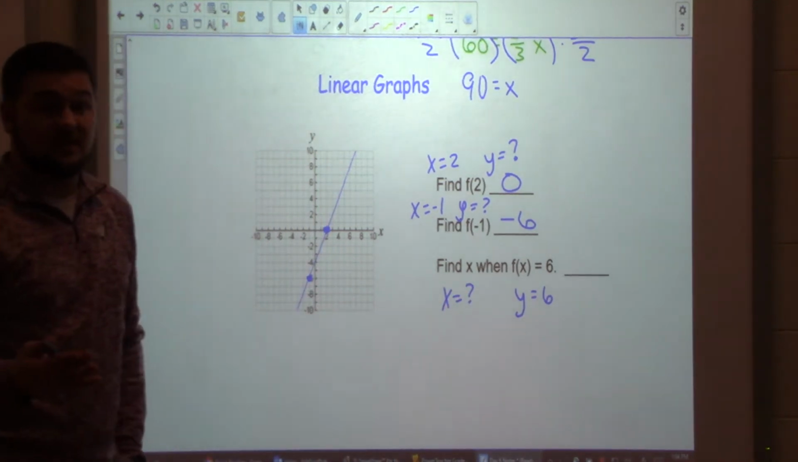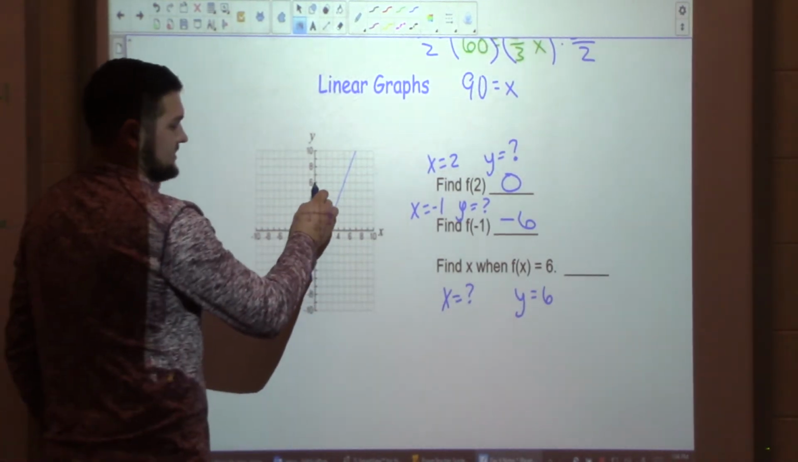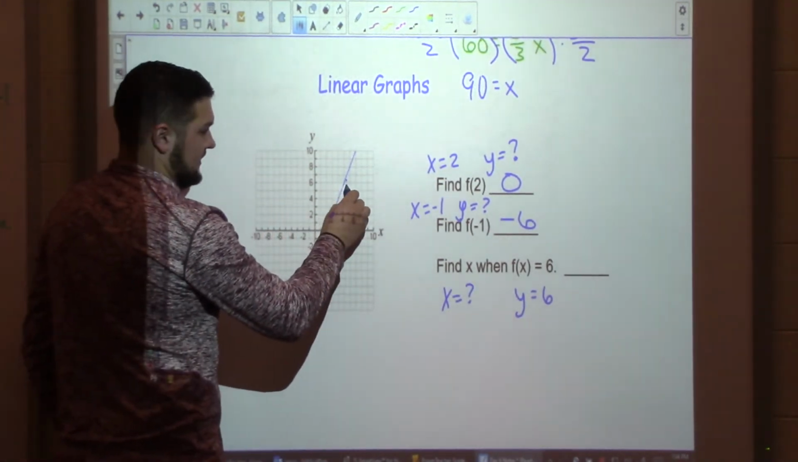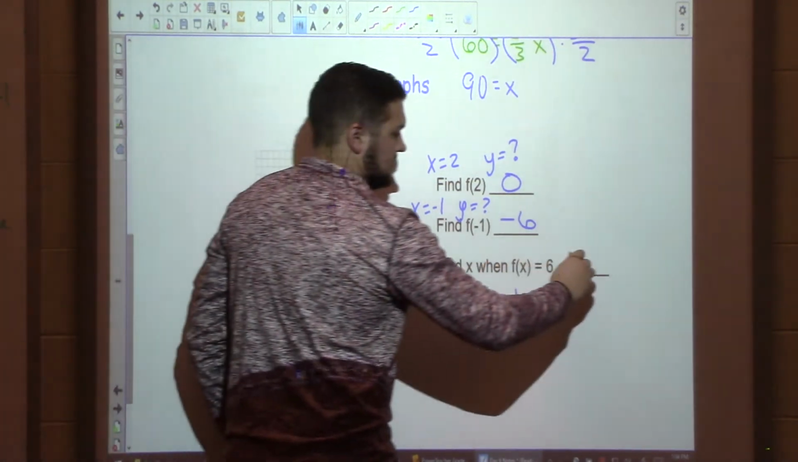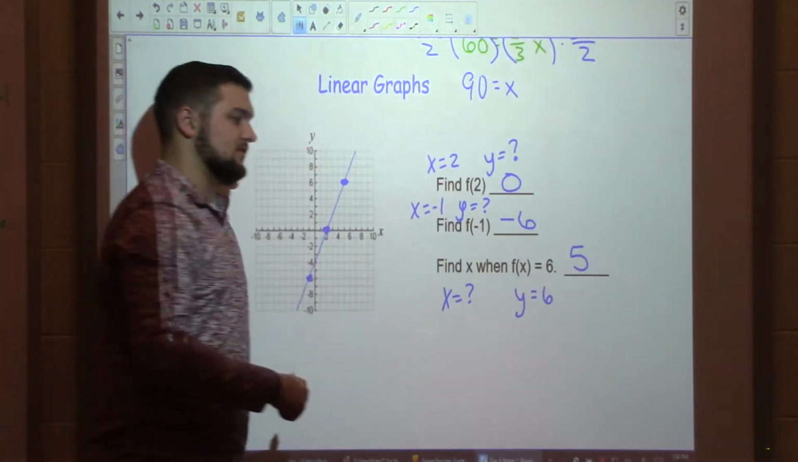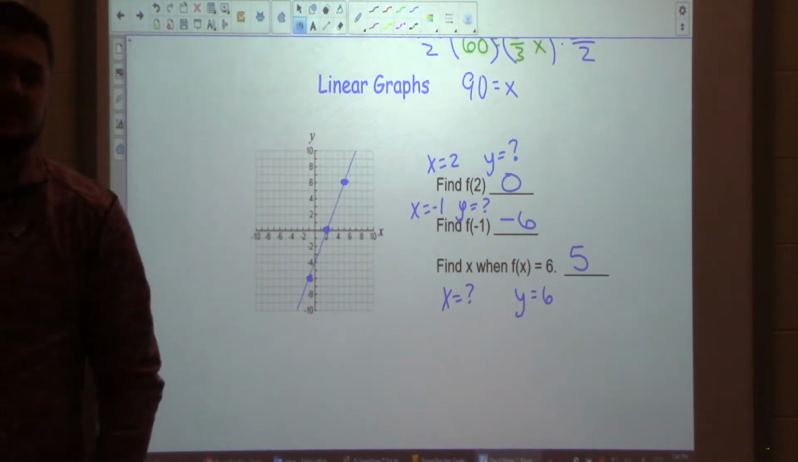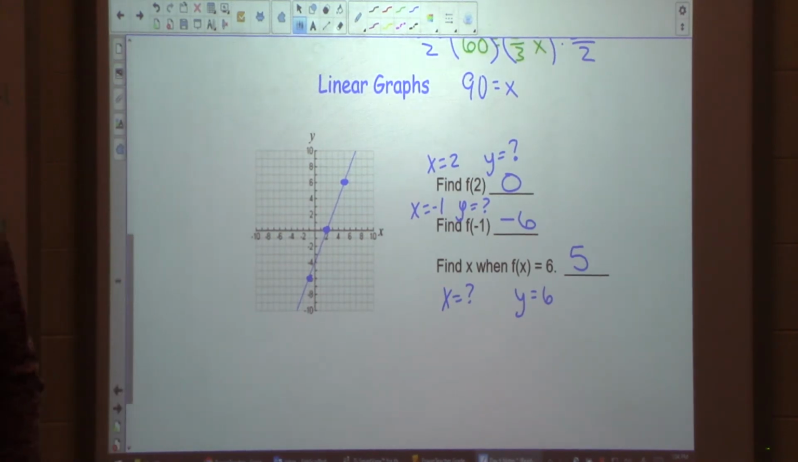So now I'm going to look and see, where does y equal 6? Where does it cross my graph? What's my x value there? 5. So x equals 5 when the function equals 6. Does that make sense?